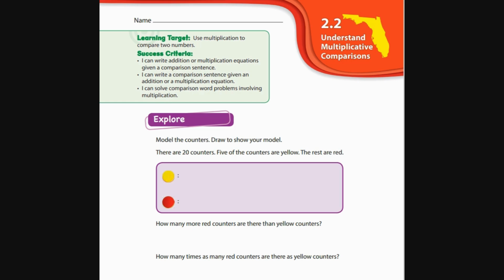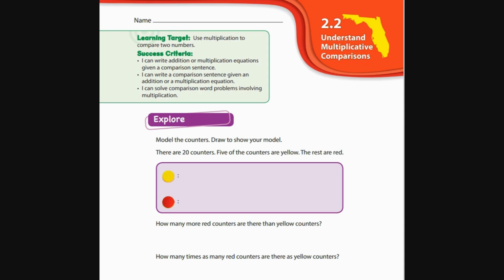So this lesson's a little tricky, but we have to stay focused so that we understand what the question is asking us. In this lesson, it's reading. It's all on how you are comprehending and understanding what you are reading. So I am going to break it down for you as much as possible so that you can better understand it. Let's take a look at the Explore and use multiplication to compare two numbers.